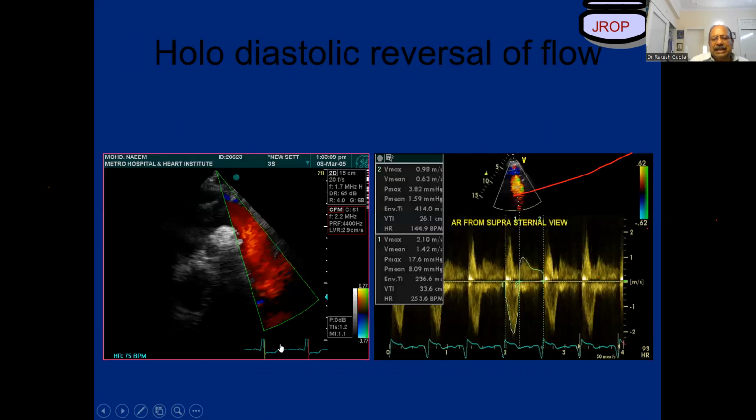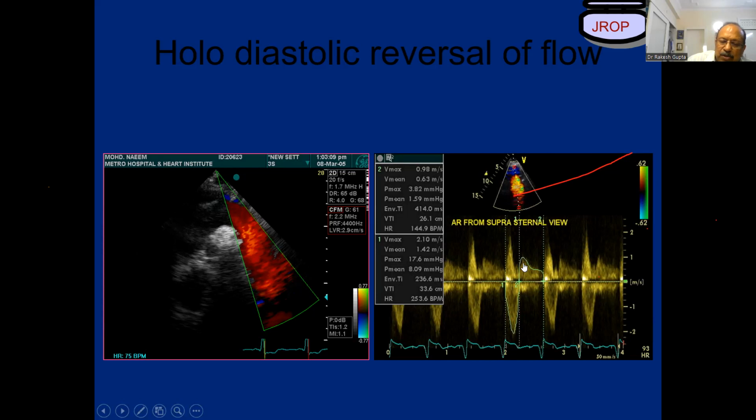This is what we see in day-to-day practice, a holodiastolic reversal of flow in the descending aorta. So what is this? We go to the suprasternal window, switch on the colors, and we see a red color going back towards the arch. So we put a sample volume in this descending aorta and we get a Doppler flow pattern over here. In systole, it shows a positive Doppler spectrum pattern because of the blood going down. And then you have a diastolic reversal, which is a holodiastolic reversal. Holo means through and through in diastole, right from the end of one systole to the beginning of the other systole. This is known as holodiastolic reversal of flow in the descending aorta.